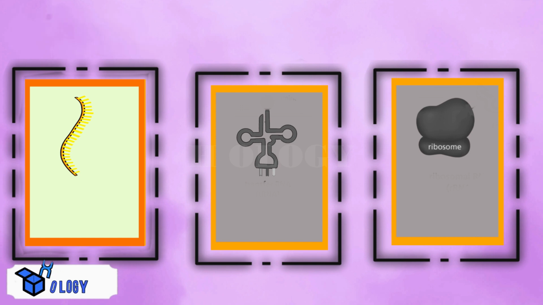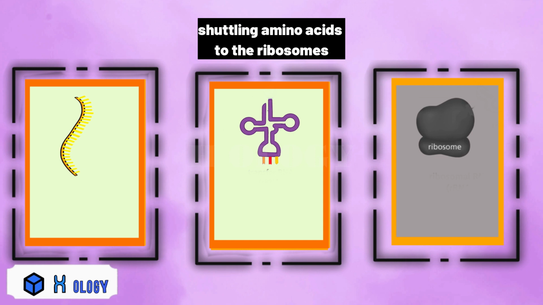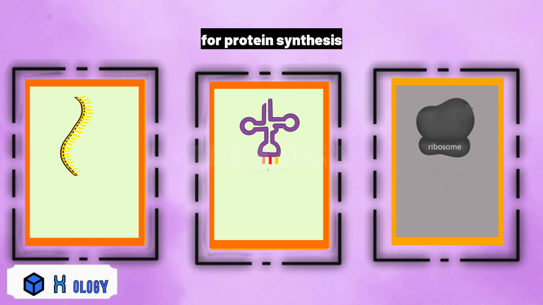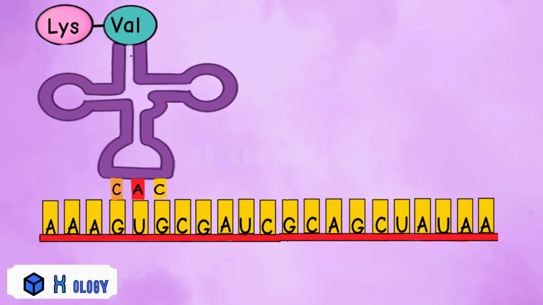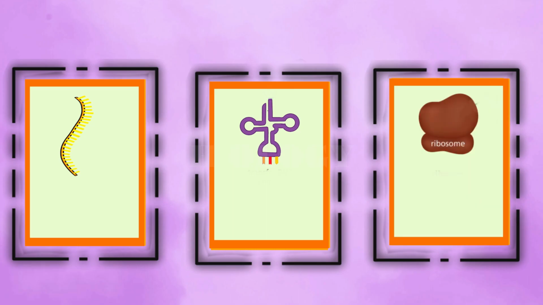Now, let's talk about transfer RNA, or tRNA. This remarkable molecule acts as a carrier, shuttling amino acids to the ribosomes, the cellular machinery responsible for protein synthesis. Each tRNA molecule binds to a specific amino acid, and its anticodon recognizes and pairs with the corresponding codon on the mRNA molecule. Ribosomal RNA, or rRNA, forms an integral part of ribosomes.